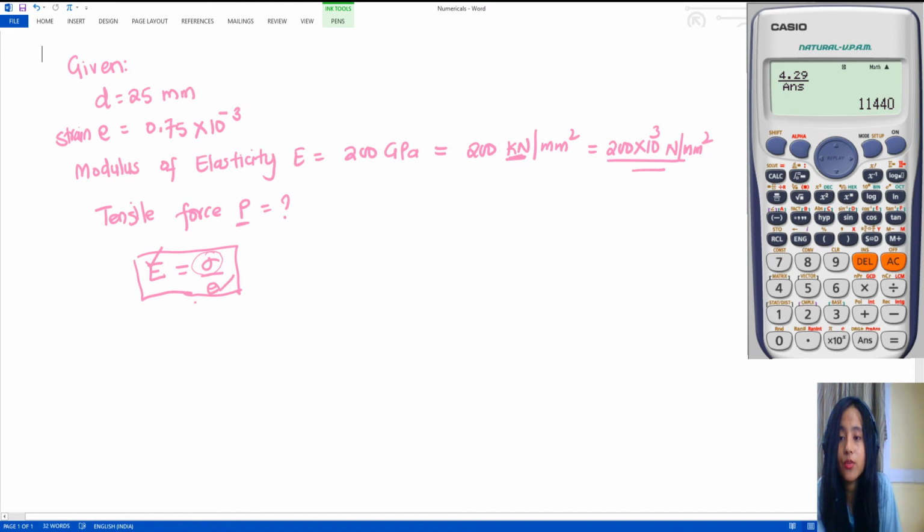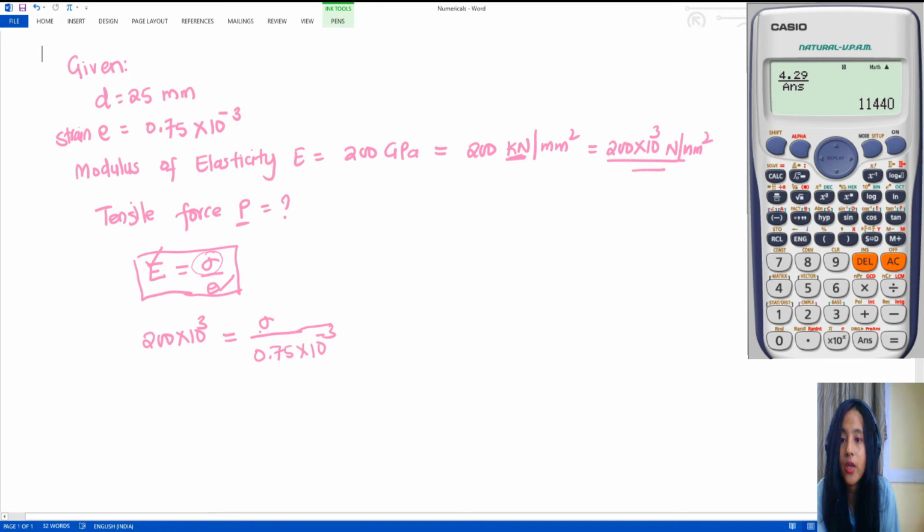E is given equal to 200 into 10 raised to power 3 Newton per mm square. Stress is not given, we need to find stress. Strain is given equal to 0.75 into 10 raised to power minus 3.